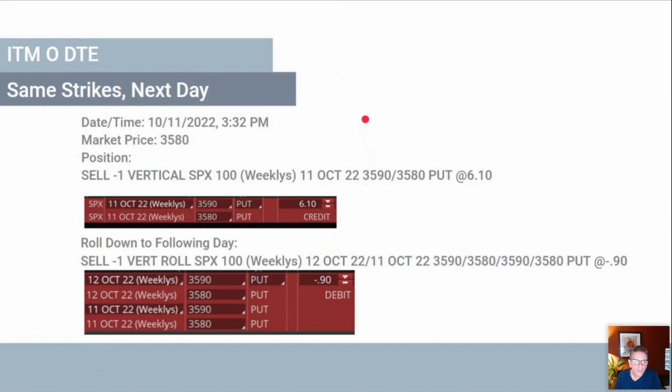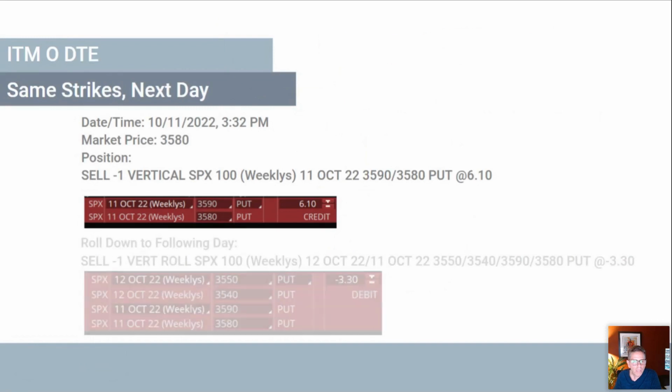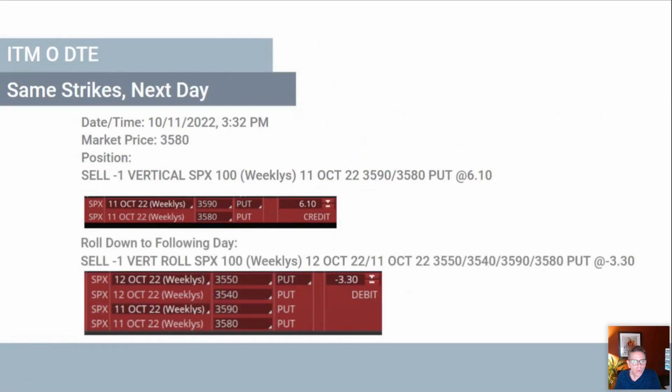Additionally, if you want to roll it down, let's go through that. So let's roll it down. Now you want to roll it down to where we had a small credit for being out of the money. Now you're paying a debit of $3.30. So for every contract that you have, you're basically paying $330 to recover that or keep that position alive.